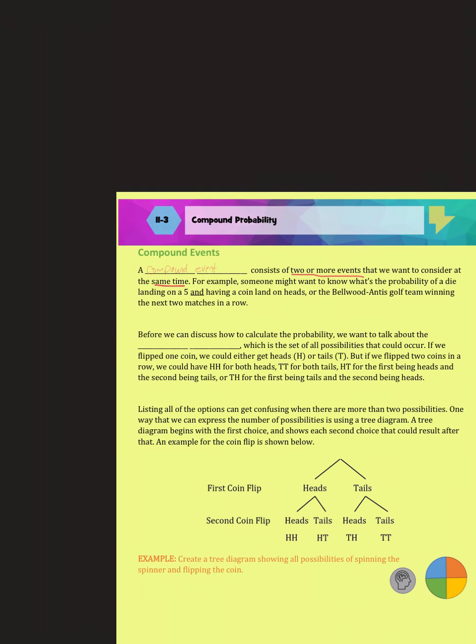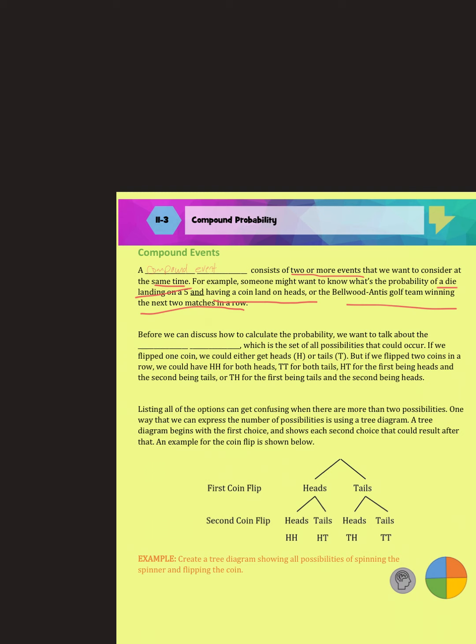So for example, someone might want to know what's the probability of a die landing on a 5 and having a coin land on heads at the same time. Or like what's the probability of Bellwood Annis's golf team winning the next 2 matches in a row. Normally it's one thing and then another thing. And sometimes they're in succession, sometimes they're kind of separate.